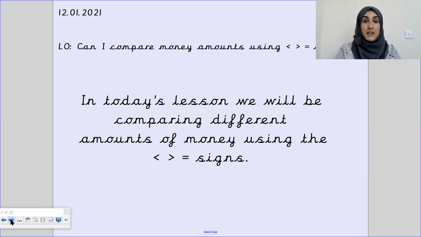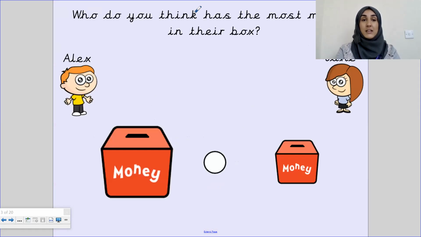So let us begin. Okay, first question at the top is, who do you think has the most money in their box? So on the left-hand side of the screen, we have a boy called Alex. On the right-hand side of the screen, we have a girl called Jane. Now, Alex has this big box and Jane has this small box, and it says money on it, so I guess that's their equivalent to a piggy bank. So, who do you think has the most money in their box? Pause the video here and have a good think.